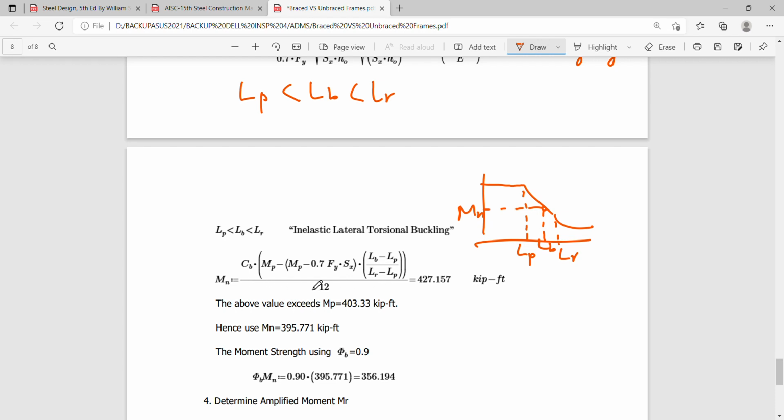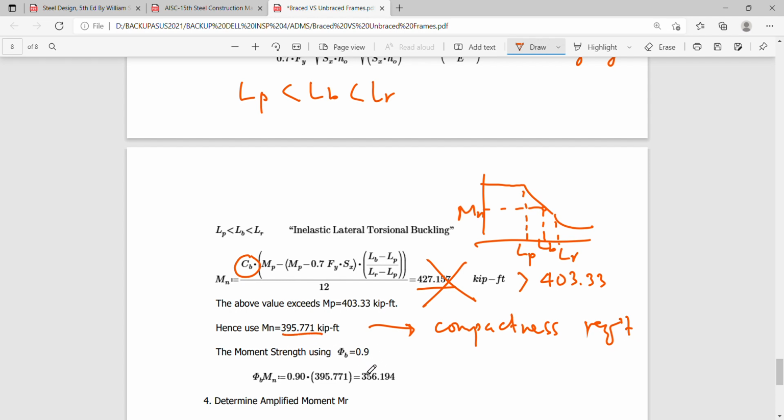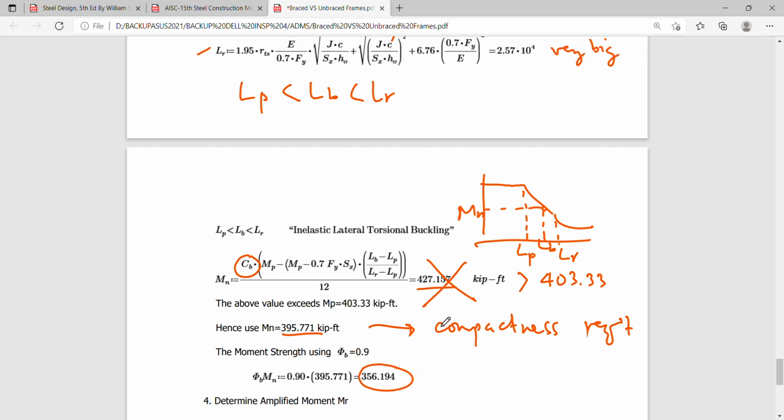So by interpolation, taking note that CB is present there, I got 427.157, but this is greater than what I got a while ago from your value of MP, which is 403.33. Therefore, this cannot be a good value. Hence, I use MN on the basis of compact requirement, okay? Not on the LTB requirement. And multiplying this value with 0.9, I get my capacity to be 356.194 cubic foot.